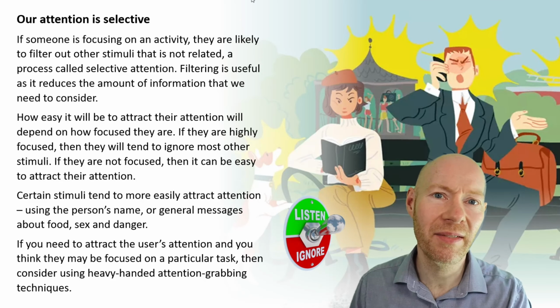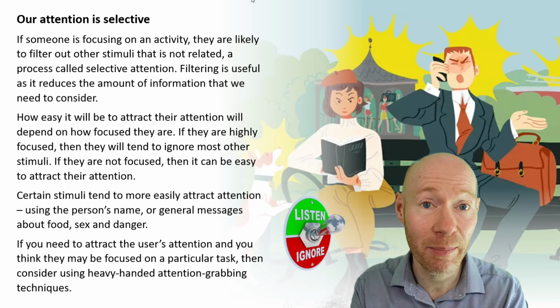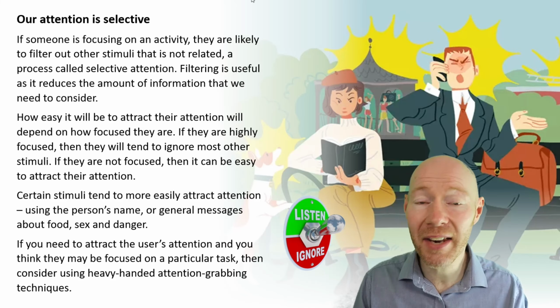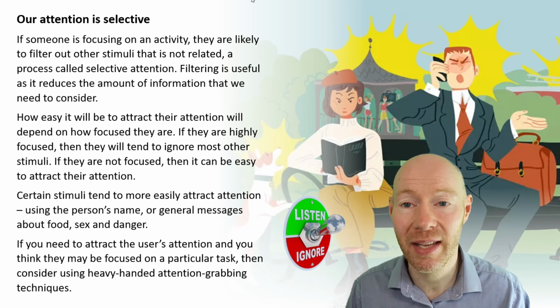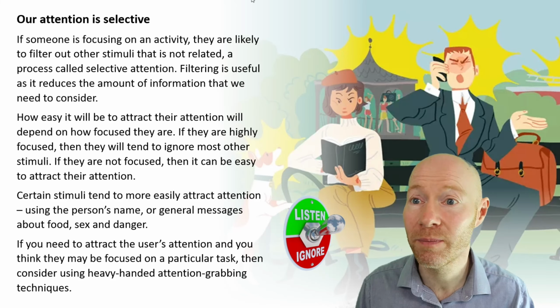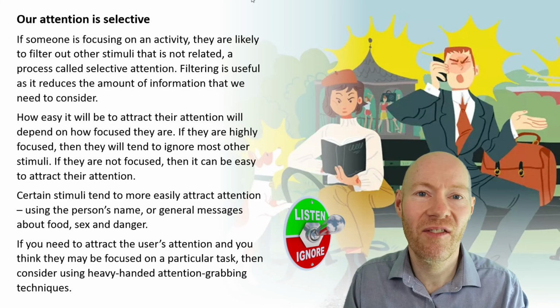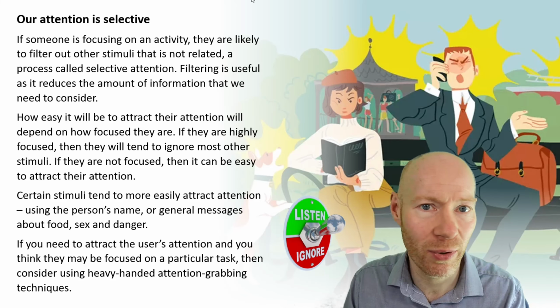So first of all, and this we really have sort of picked up to a degree, our attention, what we focus on at any particular point in time, it's actually quite selective. And if you have somebody who's focusing on an activity, so for example in the image we see here, somebody reading a book, we know that they are likely then to filter out other types of input or other types of stimuli which are not related to it.